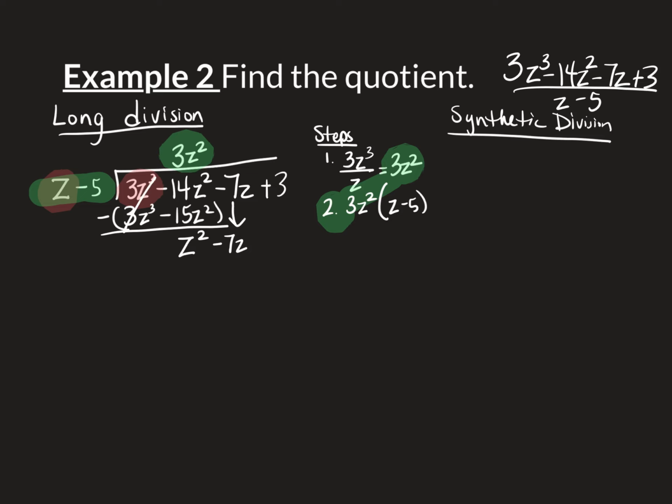Oh, whoops, I was wrong. Your third step was subtract, and I did that already. Sorry, I forgot to mention it. I normally don't write step 3 and step 4 over here. Your third step is to subtract, and then your fourth step is to bring down. And then you start back over with step 1.